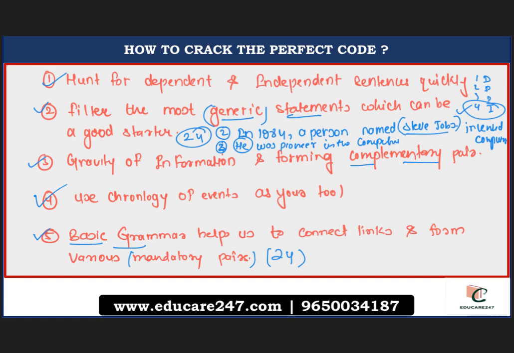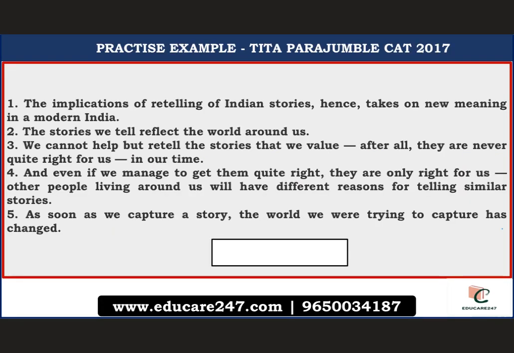So let us see a live example of a parajumble which appeared in CAT 2017, and this specific set was requested by a lot of students to take up in a video. All right, so students are finding it difficult but we will decode it very easily. So let's get started with this set. We have to input the correct sequence in this box, which is also called the TITA box.